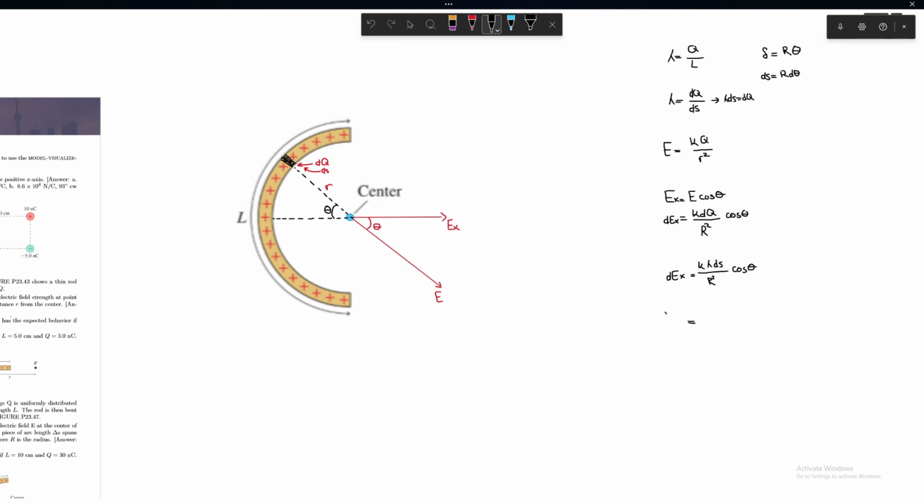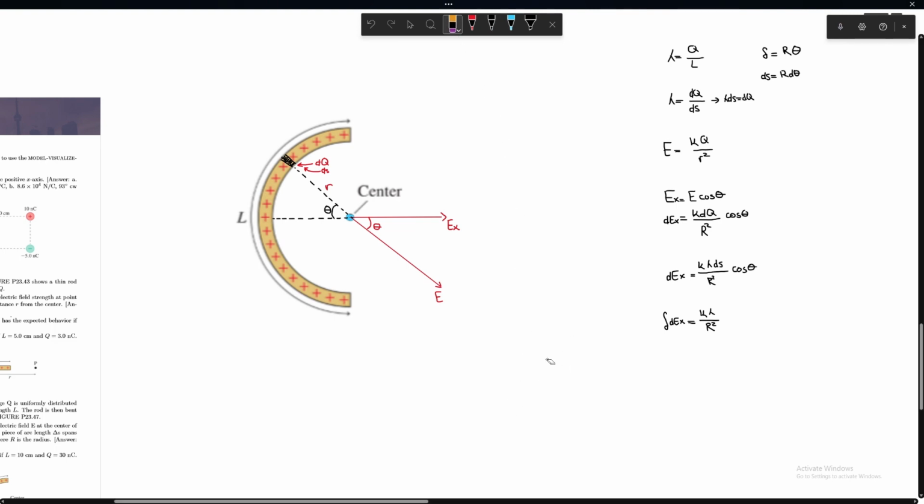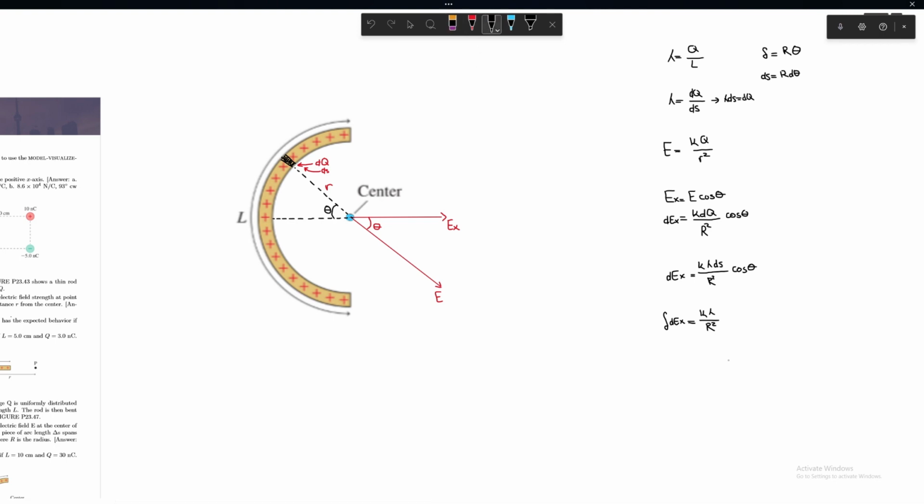And so what I'll have is the integral of dEx, and the integral, well, k is a constant, comes out, lambda is a constant, comes out, my radius is a constant, comes out. Remember, for my vertical rod, when I had a point charge here, my R was changing. The R up there is different from the R down here. And so my R would change as I'm doing it. But for here, the radius is always the same. And the distance from the center is always the same. So R is a constant. So all I will get left is the integral of cos theta ds.